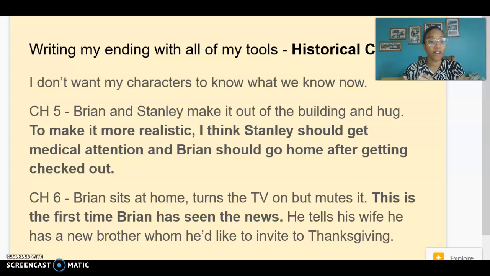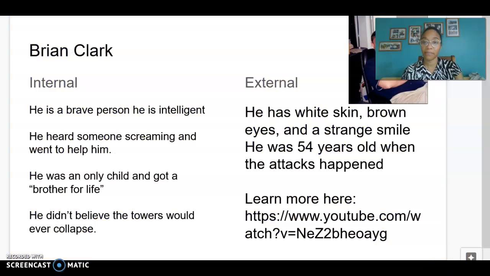So to make chapter 5 more realistic, I think Stanley should get medical attention, and Brian should get to go home after getting checked out. So this is just a part where I'm trying to make sure, he was bleeding out of his leg and he needed a tourniquet and all of that. And for him to walk away from that would be not so realistic. Remember that historical fiction stories are always realistic, even though elements are imagined. In chapter 6, I realized that there's a moment where they're seeing the news on TV, and this is the first time Brian has seen the news of the day. So he probably hasn't even seen all those images of what everything looks like.